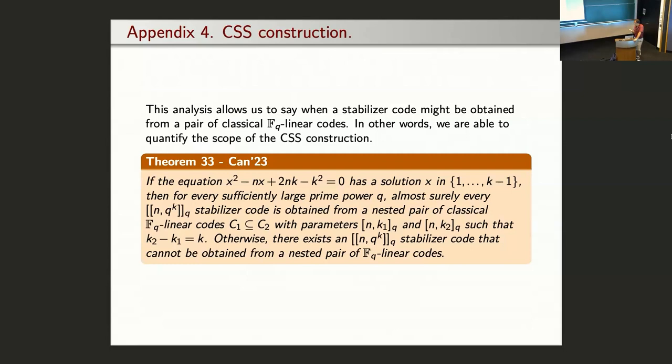There is a quadratic polynomial. If this quadratic polynomial has a solution in this range, then for every sufficiently large prime q, almost surely every stabilizer code can be obtained from a nested pair of classical codes with parameters n, k1 and k2. The difference of k1 and k2 gives this k. Otherwise, there exists a stabilizer code which cannot be obtained from linear codes. So you can do so much with linear codes, but not everything. There are quantum codes that cannot be obtained from linear codes. And this builds on the well-known CSS construction.